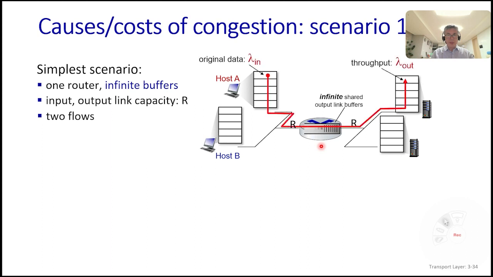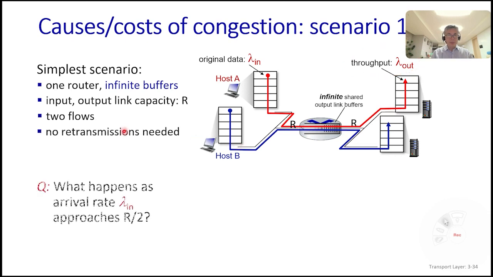The original transmission data generation arrival rate is lambda in, and the receiver rate is lambda out, the throughput. Host B is also similar. Transmit like this, and this link's output and input capacity is R, megabits per second for example. Also we are assuming no retransmission is needed because of infinite buffers.